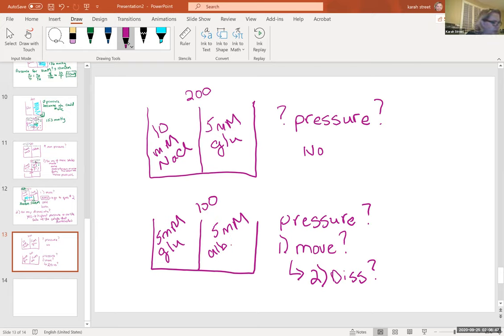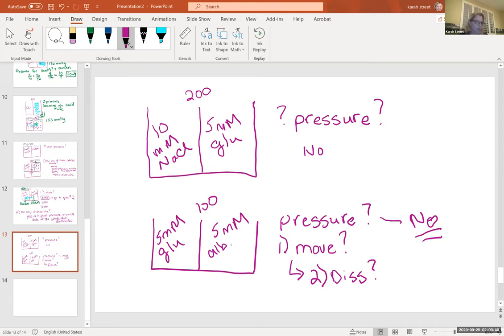Albumin is a protein. Proteins are not ionically bound. The amino acids in a protein are not held together with ionic bonds. They are covalent. The peptide bond is a covalent bond. Therefore, albumin does not dissociate. So there is no pressure. Even though we have very different solutes, the number of particles for each side is the same. And that's all that water cares about in these experiments. Are the particle counts the same across the membrane? If they are, great. Then there's no reason for water to move.